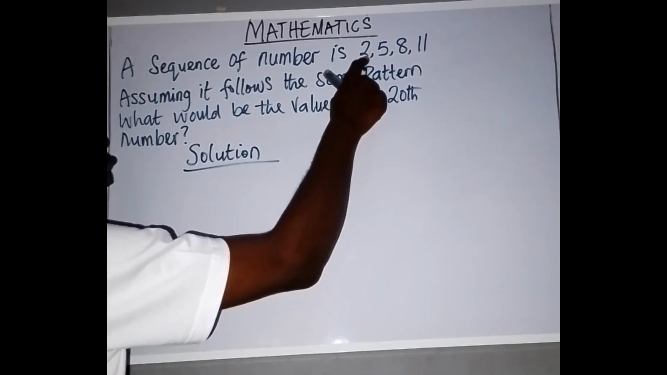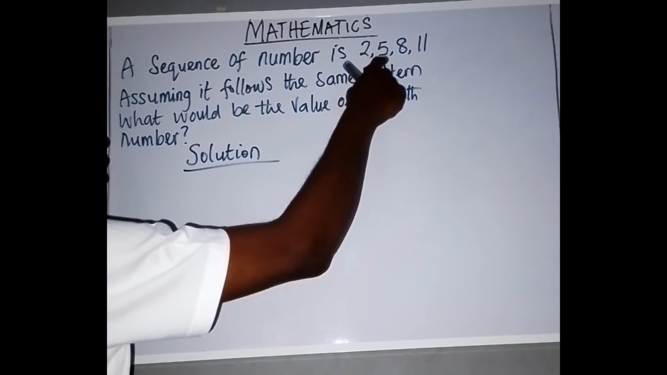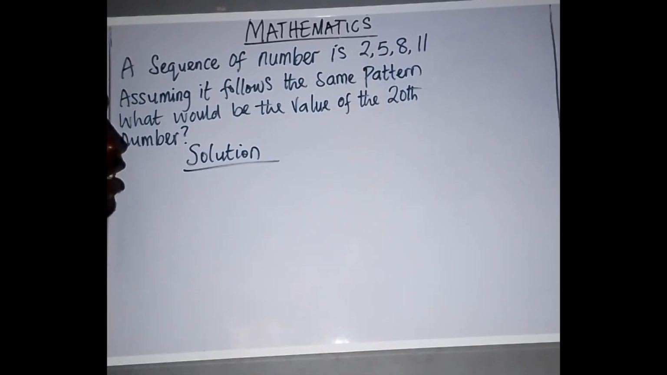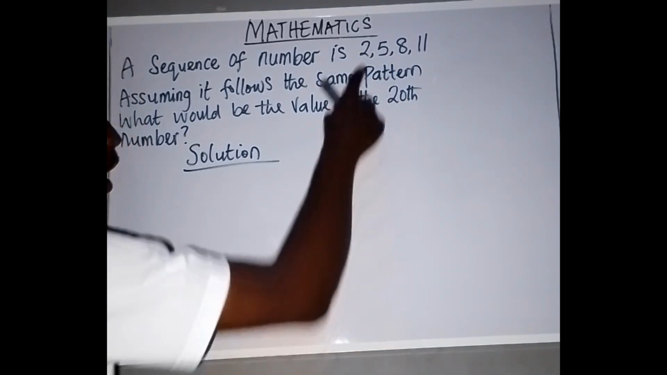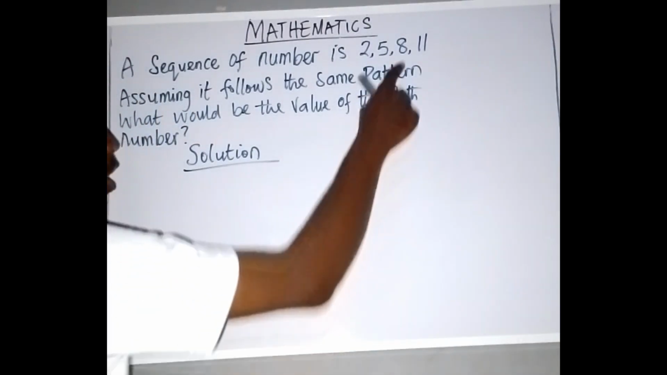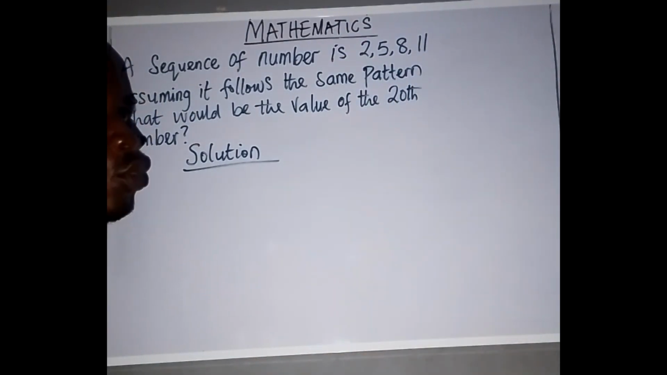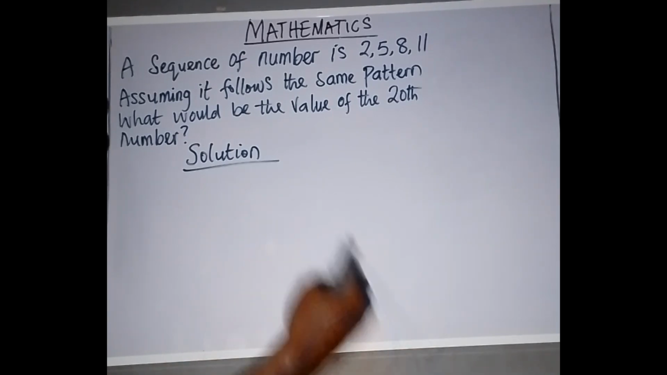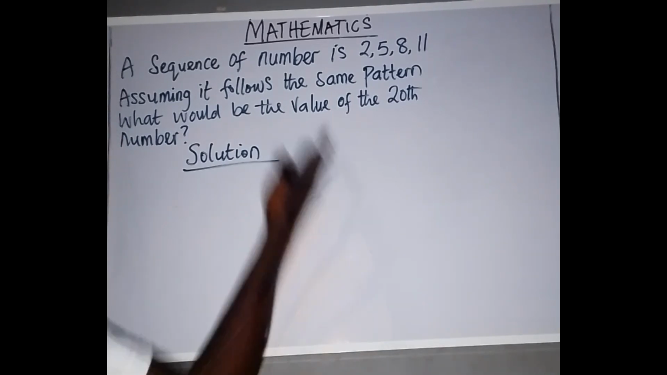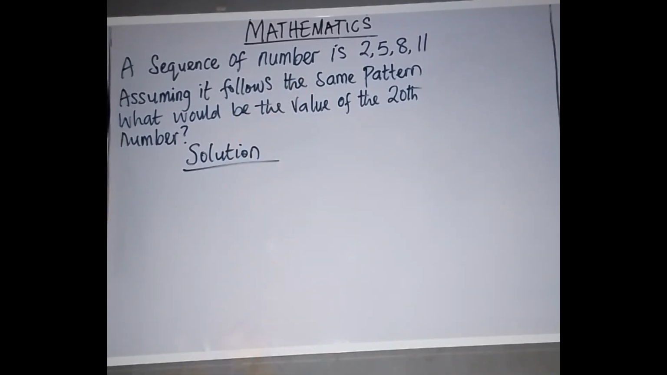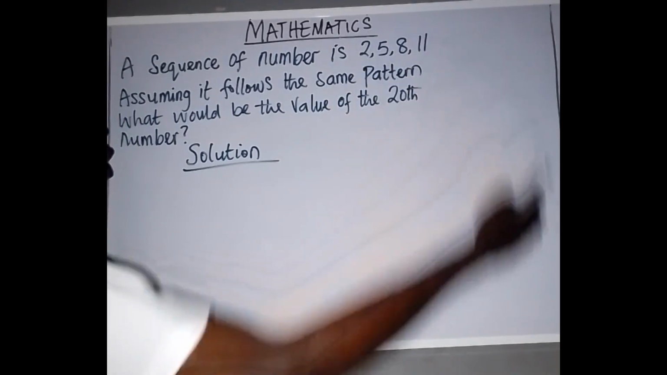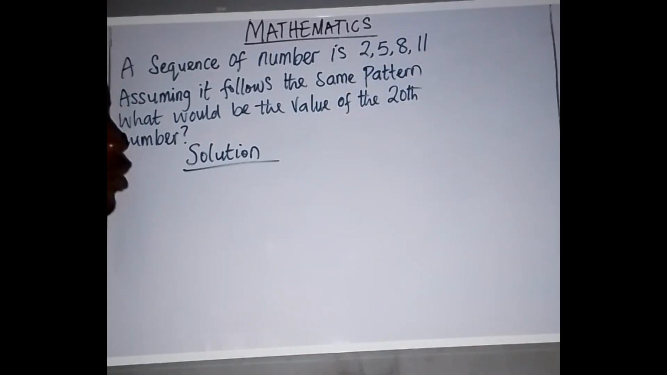For instance, we have 2. What's the next number we have? It is 5. So what's the difference? The difference is 3. From 5 we have 8, another difference of 3. Then from 8 we have 11. So it's moving by 3, 3, 3. The difference is 3. This is how I identify that it is an arithmetic progression. When it's a geometric progression, it doesn't move at a constant change, but an arithmetic progression moves at a constant change. So this is how I identify what to do.